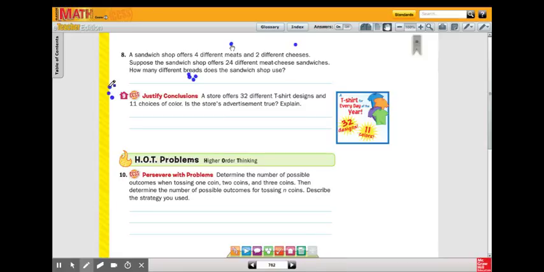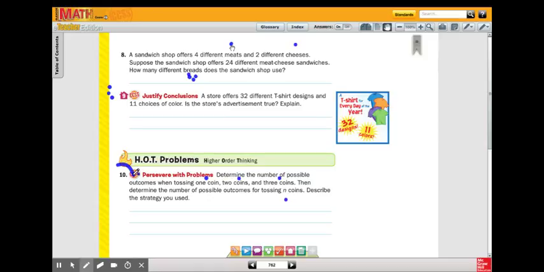Let's see what you think about 9. It says what it says. See what you think. If it would be true. Let's look at persevere. Tossing 1 coin, 2 coins, and 3 coins. And then for tossing n coins. Interesting. I want to see what you come up with that.